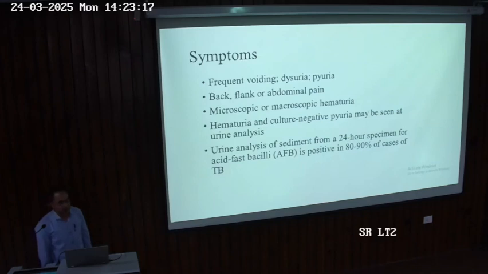In case of abscess and perinephric abscess, patient can develop back pain and flank pain, microscopic or macroscopic hematuria. There is 20% of cases showing microscopic hematuria, and the rest of the patients show macroscopic hematuria. So how to diagnose this patient? We have to send 24-hour urinary sediment for the acid fast bacilli staining and for culture.